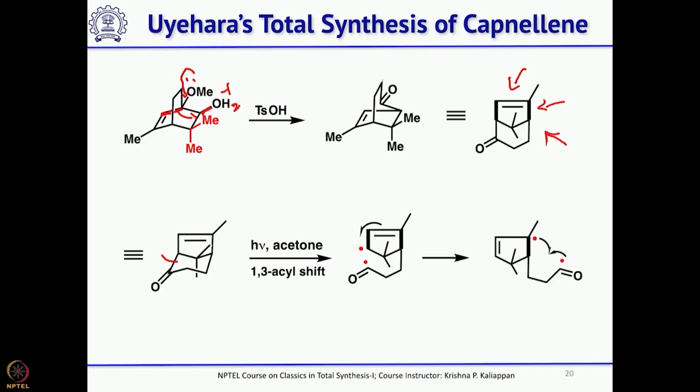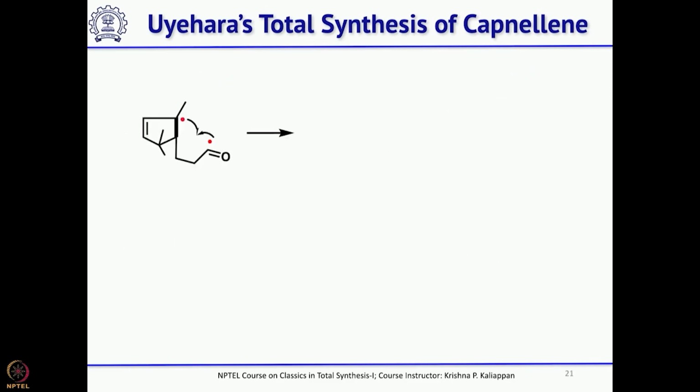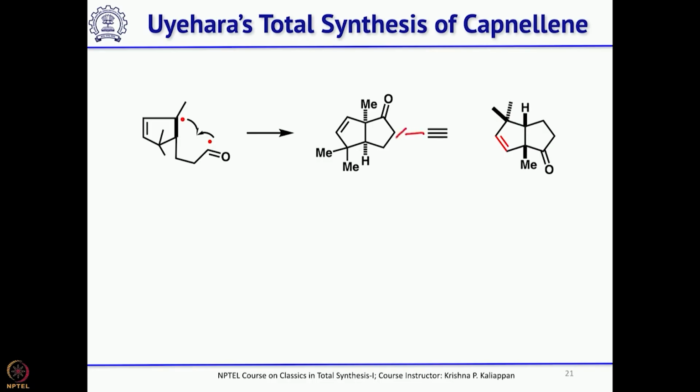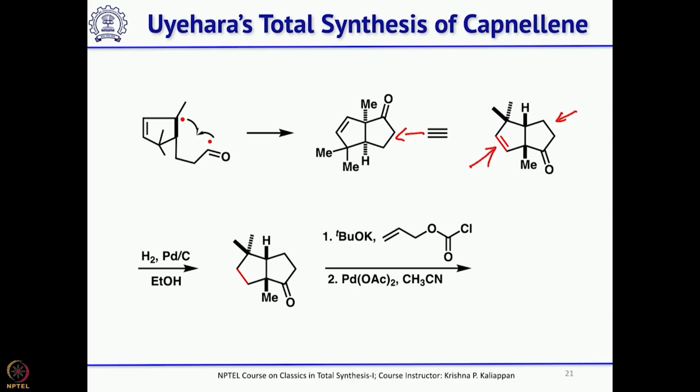Now this CC bond can rotate, isn't it? This CC bond can rotate, and when you rotate, you can see this diradical will combine to form the corresponding 5-member ring. And if you rotate this by 180 degrees, you can go through this and then rotate it by 180 degrees and you will get this compound. Hydrogenate the double bond, as I said, you have to shift the double bond. You do not want the double bond here, you want the double bond here. So first you reduce the double bond, then introduce the double bond.